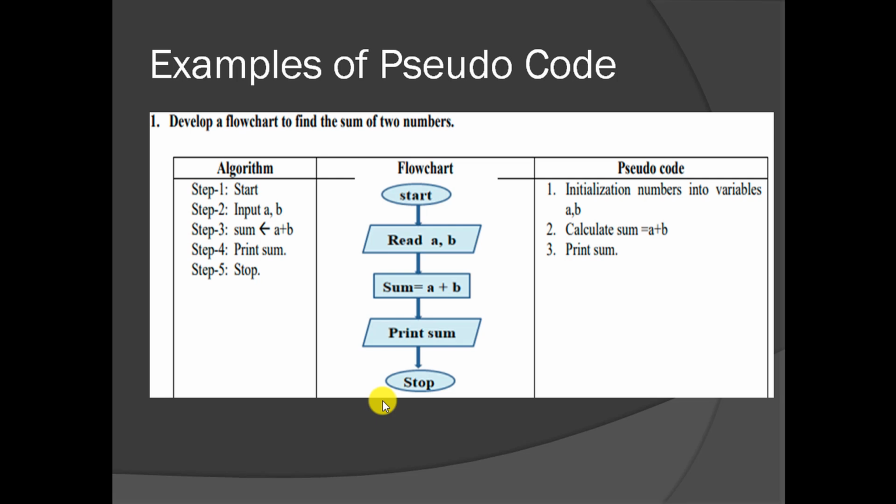And there is no particular rule. We can write pseudocode like this only. In your own English you can write the pseudocode. First we need to assign the numbers to variables a, b, and then we can calculate sum is equal to a plus b, and then we can print the sum. In your own way you can write the pseudocode. That is well and fine.